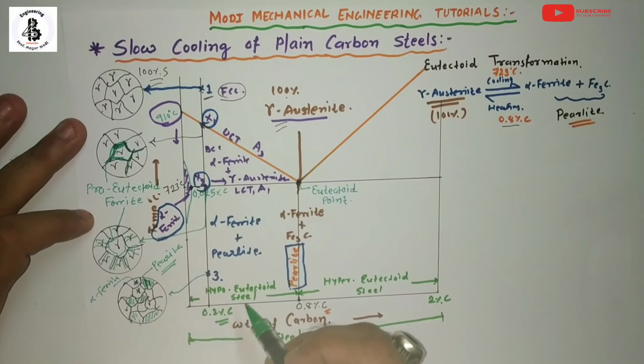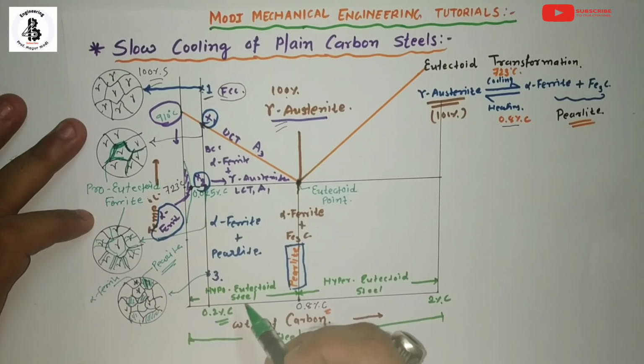Once it touches the 2 dash line, at these points, at constant temperature, that process is known as the eutectoid transformation. At constant temperature, this gamma phase transforms into two more solids. So one solid converts into two solids. Gamma converts into alpha ferrite plus cementite. That is known as pearlite.